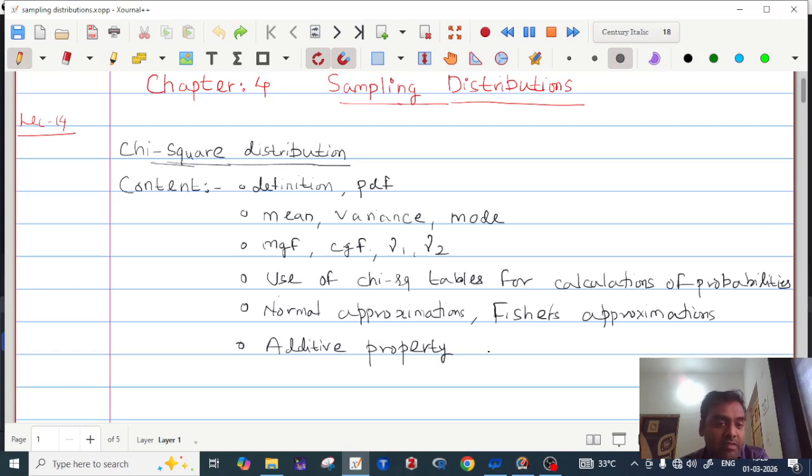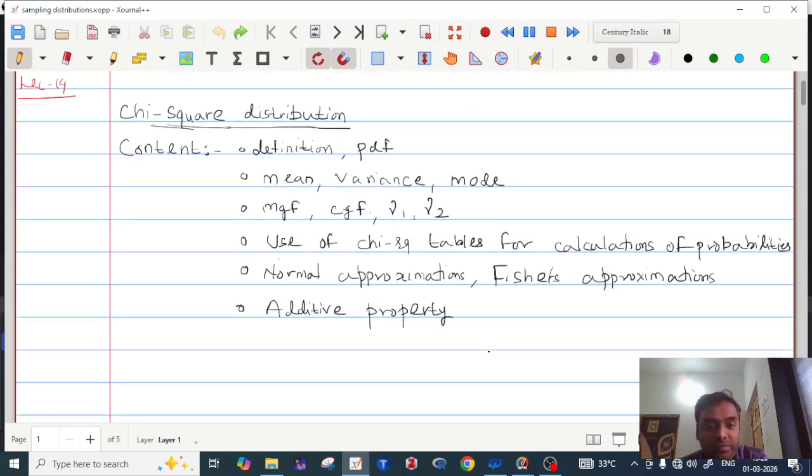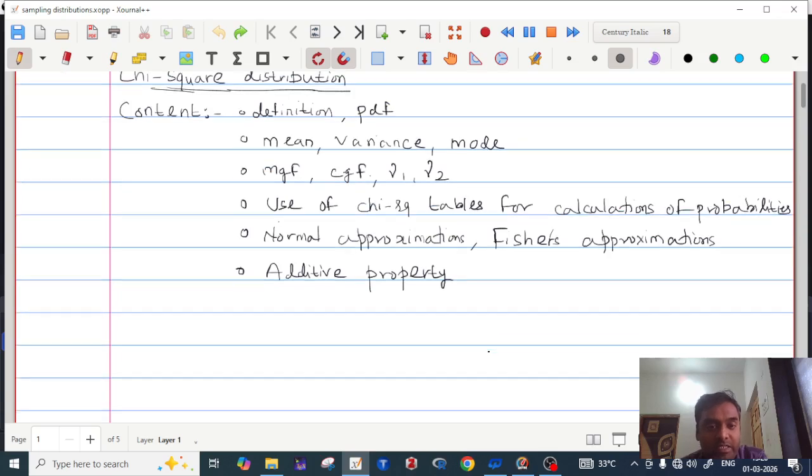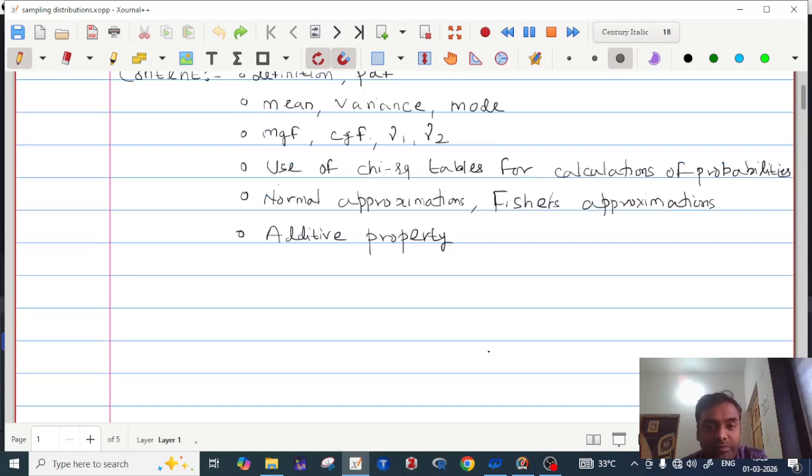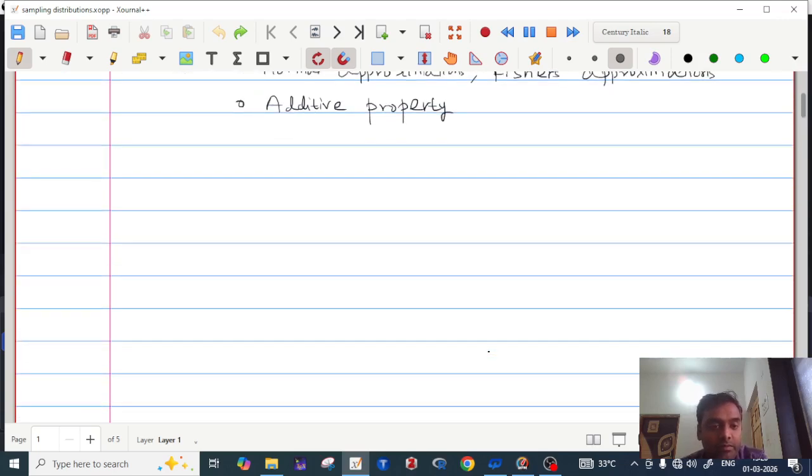So let's start with the chi-square distribution. We will discuss all these topics, starting with the definition of the chi-square distribution.